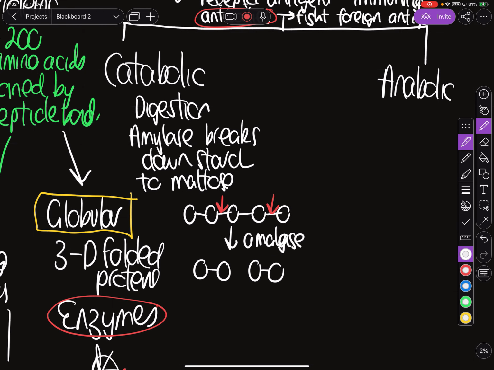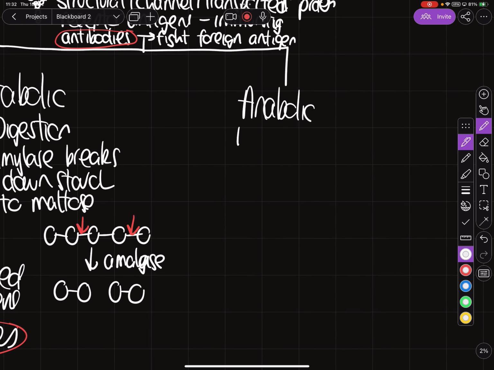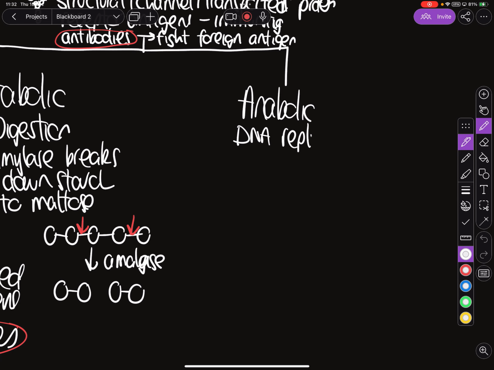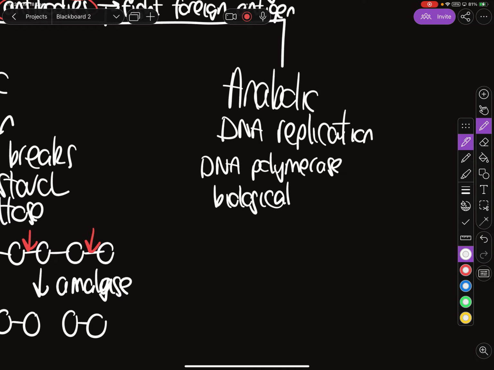Can't spell amylase today. The anabolic one we've also done. So the anabolic one in DNA replication way back. So remember, anabolic is big to small. So we had this enzyme DNA polymerase way back when we were doing our nucleic acids. So enzymes are biological protein catalysts. They speed up a reaction for us. They don't get used up, and we will do more of them in our next topic.